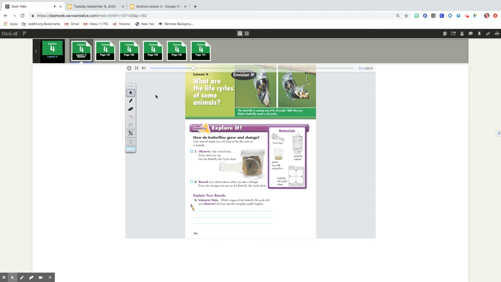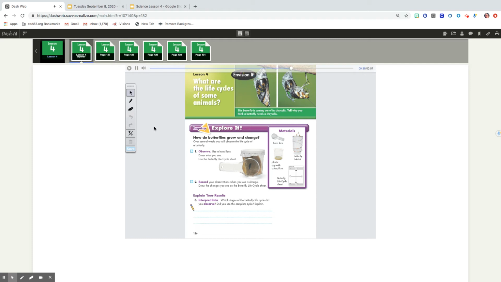Inquiry. Explore it. Materials: hand lens, butterfly habitat, plastic cup with caterpillars, butterfly life cycle sheet. How do butterflies grow and change? Over several weeks, you will observe the life cycle of a butterfly. 1. Observe. Use a hand lens. Draw what you see. Use the butterfly life cycle sheet.